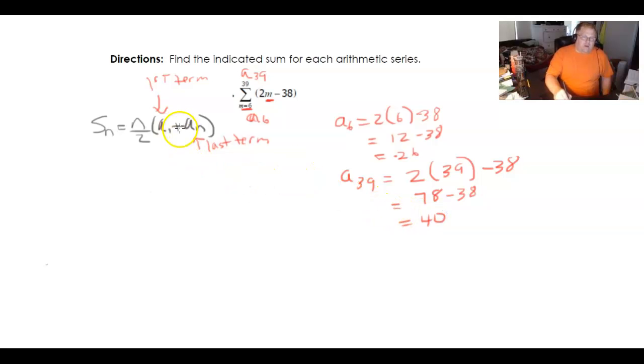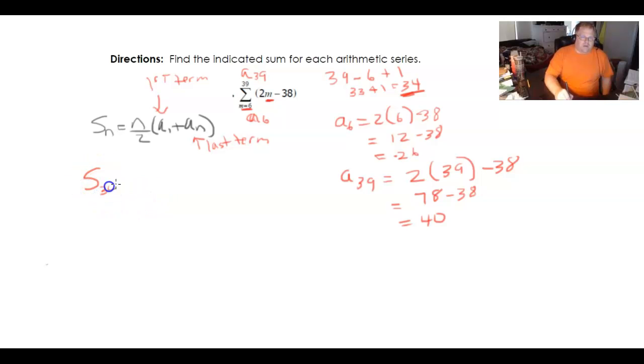Alright, so now I can go here. The last thing we want to figure out is how many terms am I working with? Because I need to know the sum of how many numbers. So how many numbers are we talking about? Do you remember how to find out how many terms? Right. You take 39, subtract 6, and then add 1. So 39 minus 6 is 33. Plus 1, 34. So we're looking for the sum of 34 numbers.